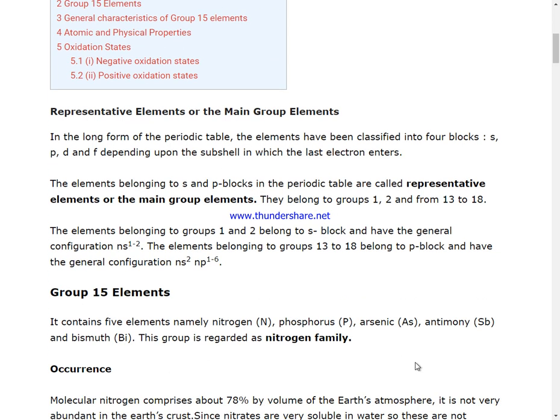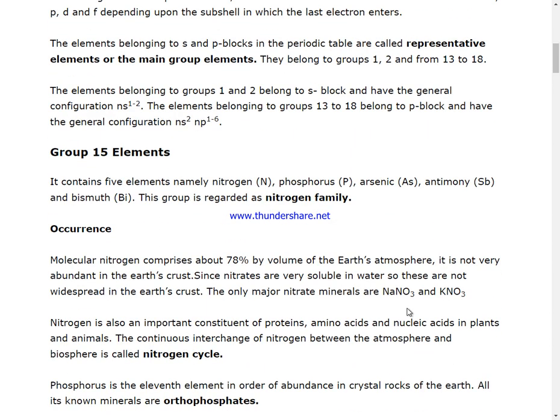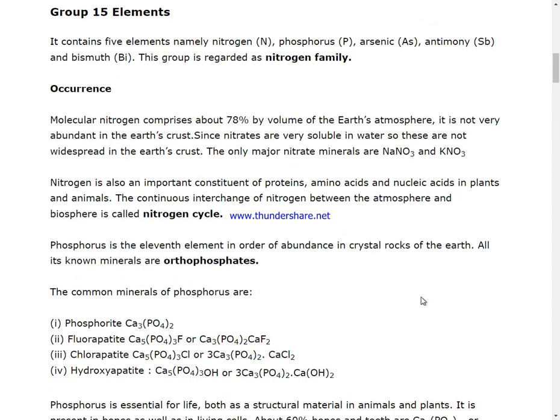The elements belonging to groups 1 and 2 belong to the s block and have the general configuration ns1-2. The elements belonging to groups 13 to 18 belong to the p block and have the general configuration ns2 np1 to 6. Group 15 elements. It contains 5 elements, namely nitrogen, phosphorus, arsenic, antimony and bismuth. This group is regarded as the nitrogen family.